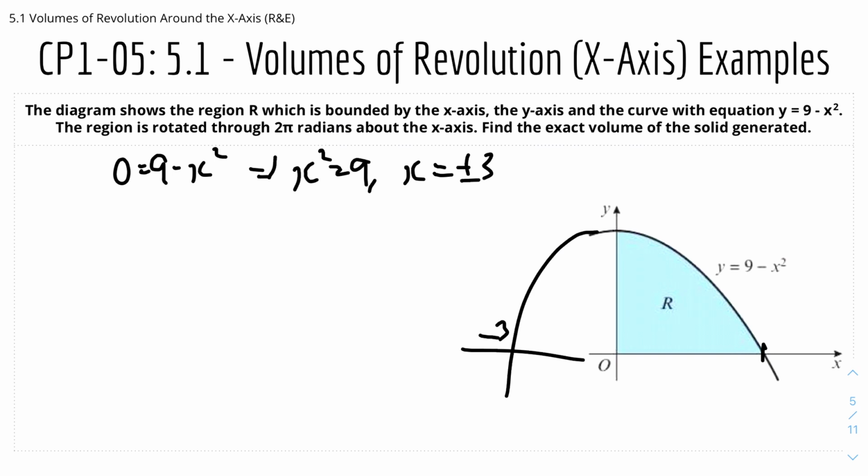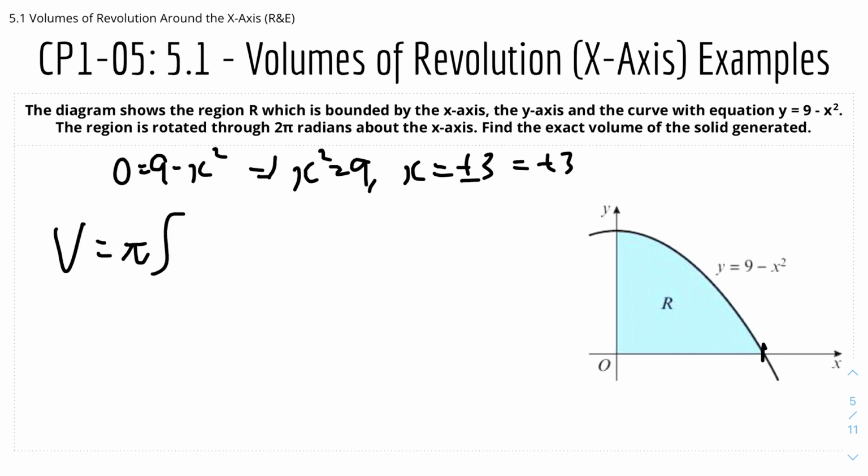We're not looking into that. So we're only looking at the +3. So x equals +3. So therefore, we can now find the volume. The volume equals pi times the integral of y squared, which is 9 minus x squared, dx from x equals 0, because there's the lower bound right here, to the upper bound, which is 3. So we can now basically just simplify it to get from 0 to 3, like so.